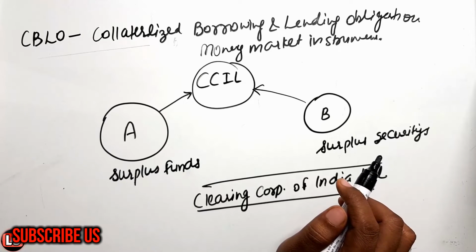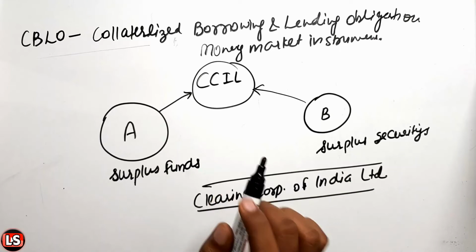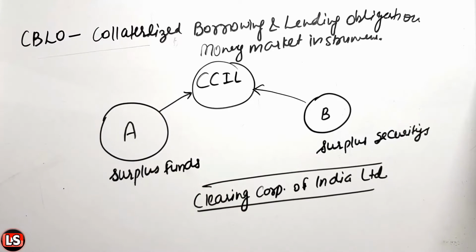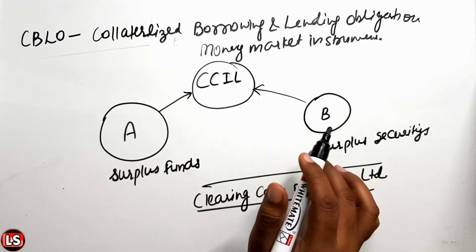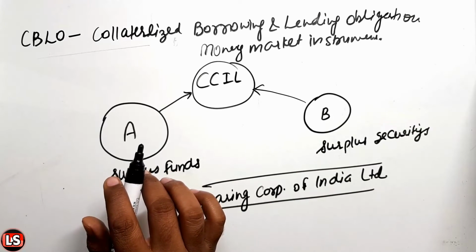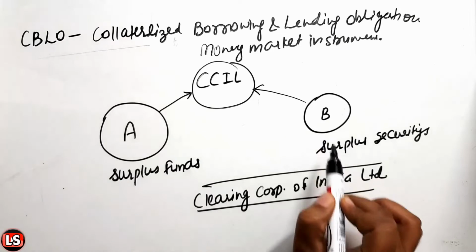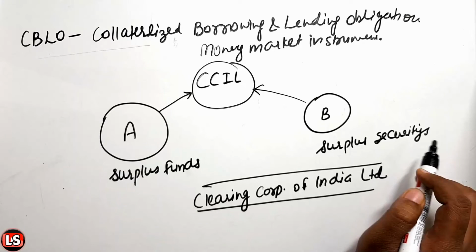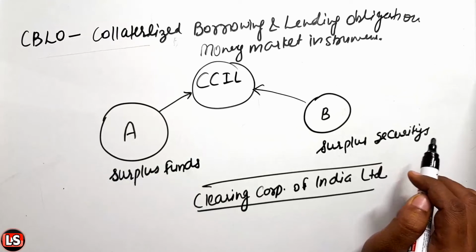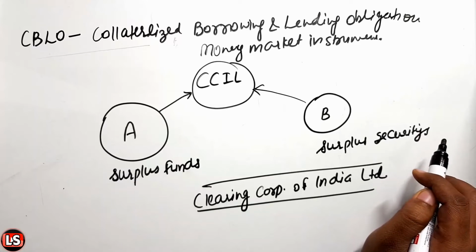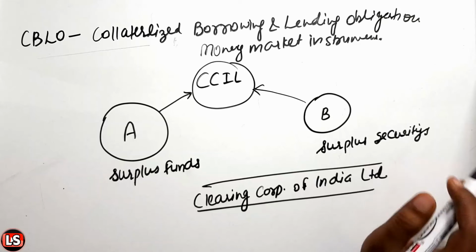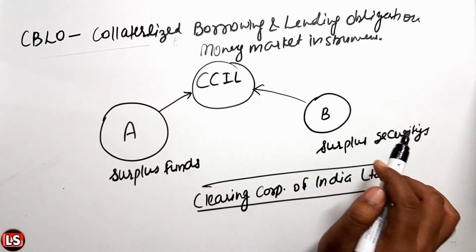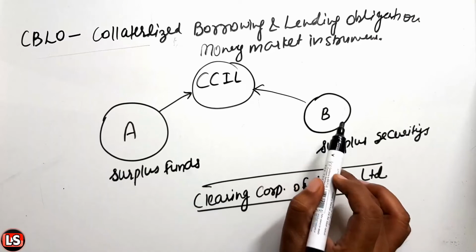This is an anonymous order matching platform where the transaction is done by CCIL and the lending is covered by approved securities. Now, approved securities means, we said over here that B has surplus securities with him. What are these securities meant to be? These must be approved securities, and this includes government securities and treasury bills also.